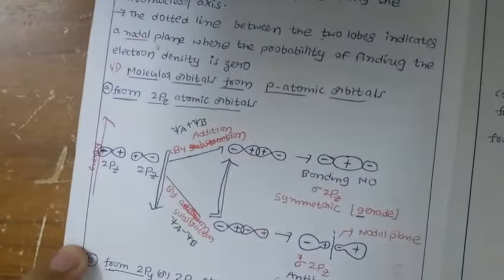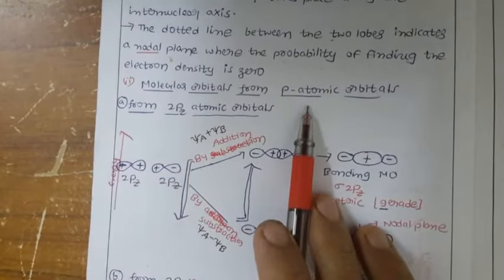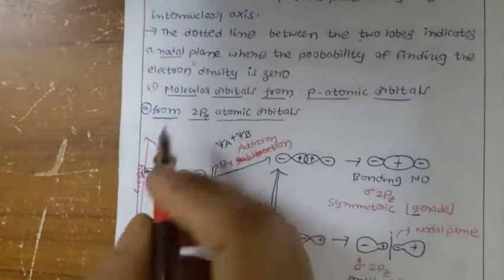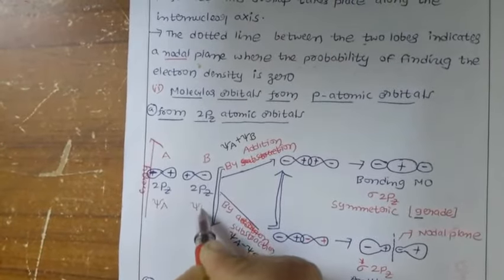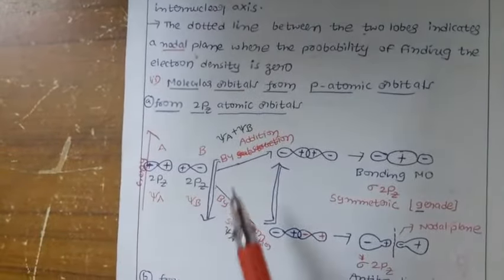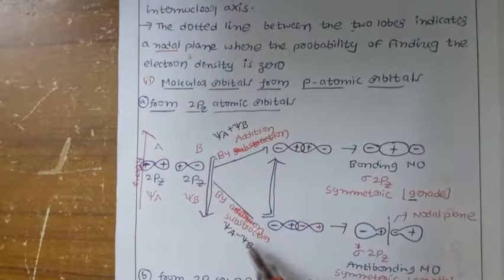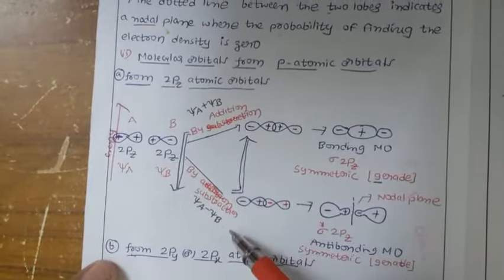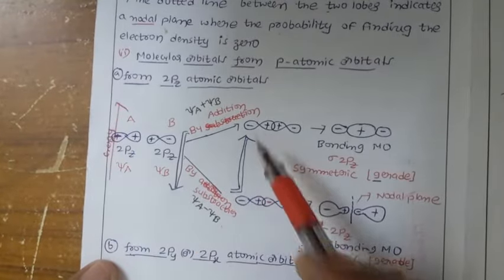Next, we come to the molecular orbitals from the p atomic orbitals. In the p atomic orbitals, we have 2px, 2py, 2pz. Now come to the 2pz atomic orbital. Here, assume this is atom A and this is atom B, with orbital wave functions psi A and psi B. By addition you are getting the bonding, and by subtraction the antibonding. But in the energy profile, this should be upper and this should be lower. Bonding should have less energy, antibonding should have more energy. Just make this correction.